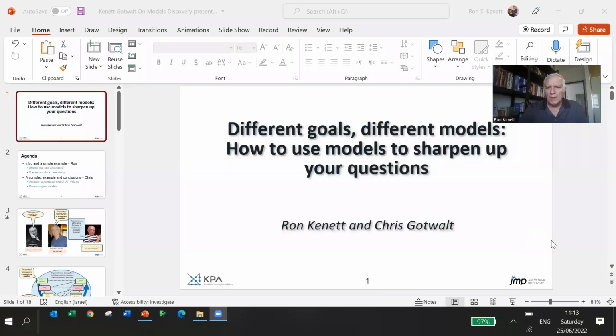Hello, I'm Ron Kenett. This is a joint talk with Chris Gotwalt, and we're going to talk to you about models. Models are used extensively. We hope to bring some additional perspective on how to use models in general. We call the talk Different Goals, Different Models, How to Use Models to Sharpen Your Questions.